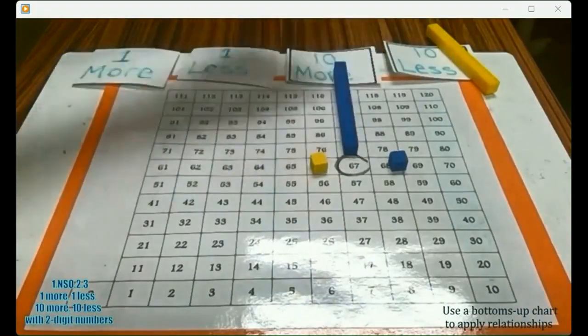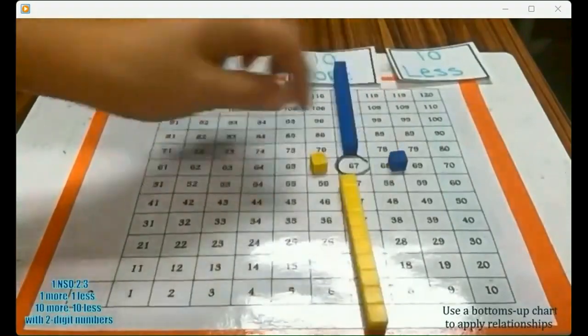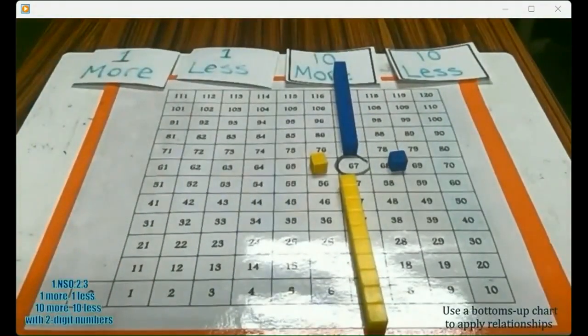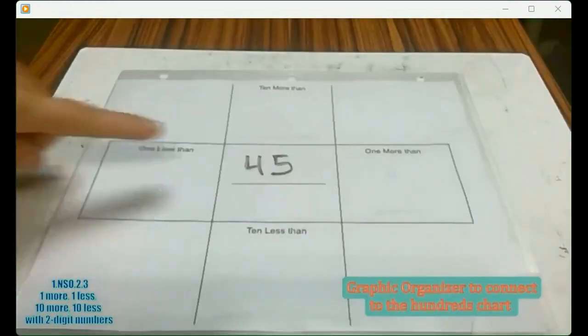This also reinforces how to use a bottoms-up hundreds chart, that when we're adding 1 more, we're moving left or right, but when we're adding a whole 10, we can go up a whole row or below a whole row.